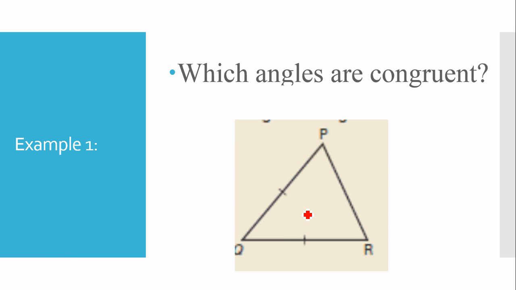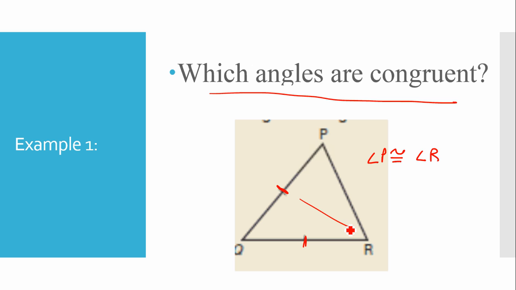Here's an example of possibly an isosceles triangle, or possibly an equilateral triangle, but I know for a fact that this would be isosceles, and that's because it's showing that these two sides are congruent, so I know for a fact that it is isosceles. So which angles would be congruent to each other then? Well, according to the picture, I know for a fact that angle P is congruent to angle R. And that's because those are the angles opposite those congruent sides.